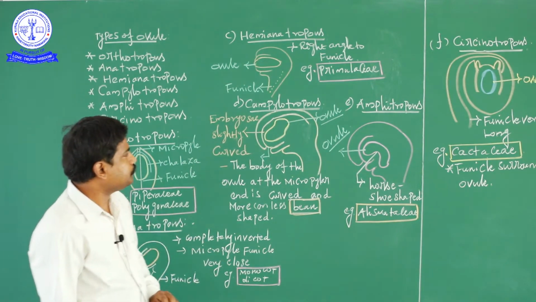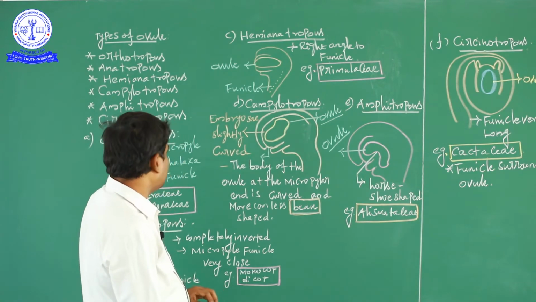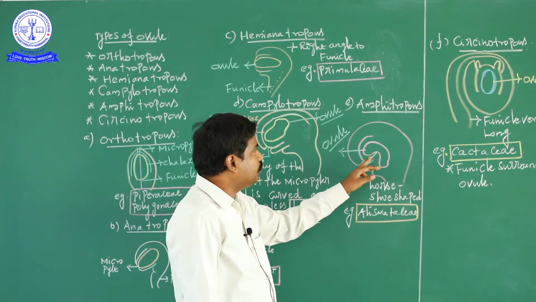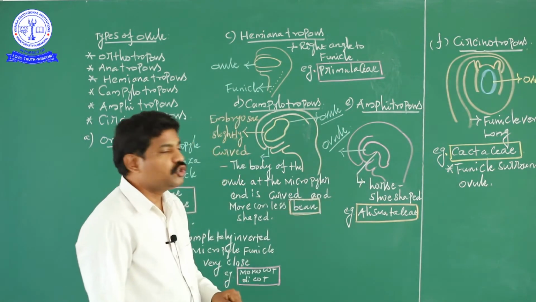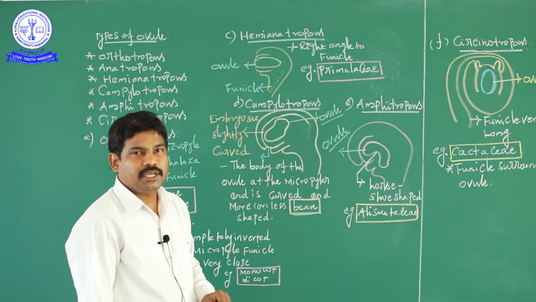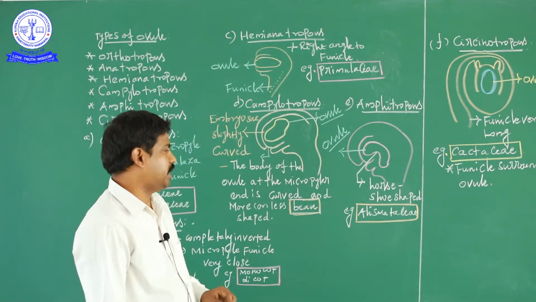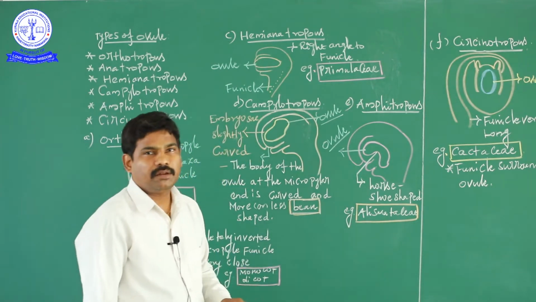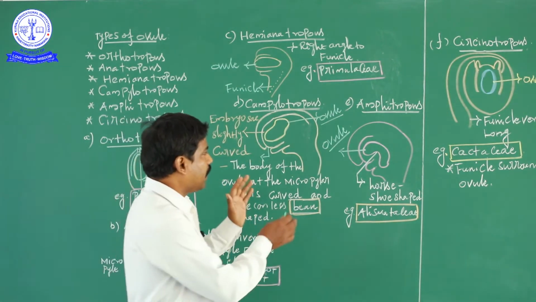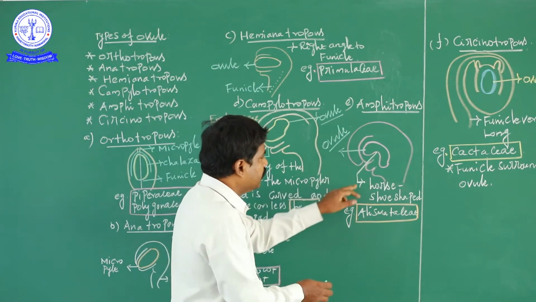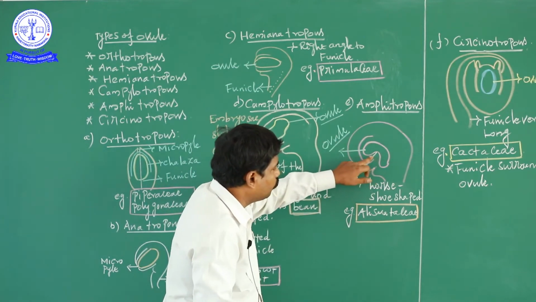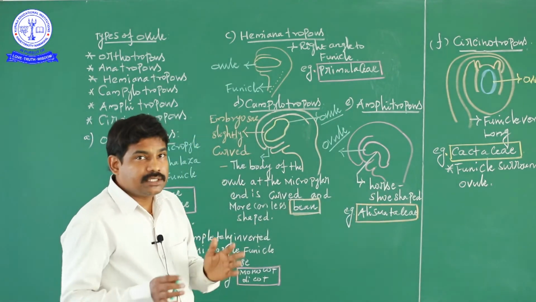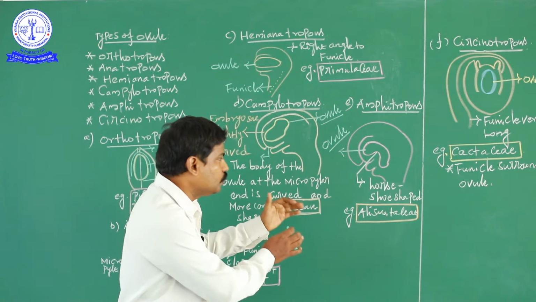And then the amphitropous character. Amphitropous means the main ovule is present in a horseshoe shape. The best example is Alismataceae. The main character of amphitropous is that the ovule has the horseshoe shape.